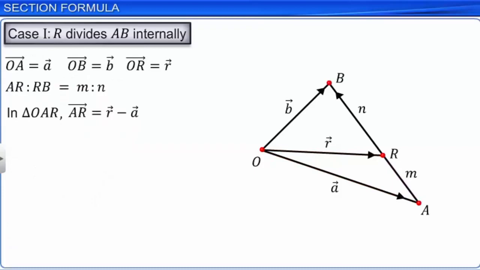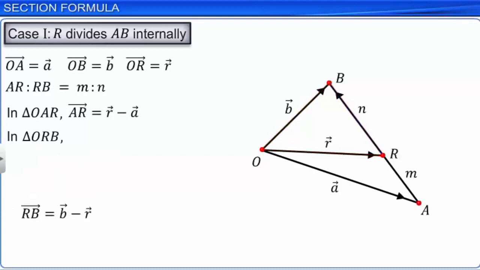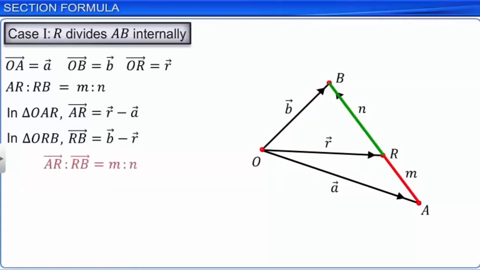Similarly, from triangle ORB, we get vector RB is equal to vector OB minus vector OR, which is equal to vector B minus vector R. Since the ratio AR is to RB is equal to m:n, we can say that m into vector RB is equal to n into vector AR.